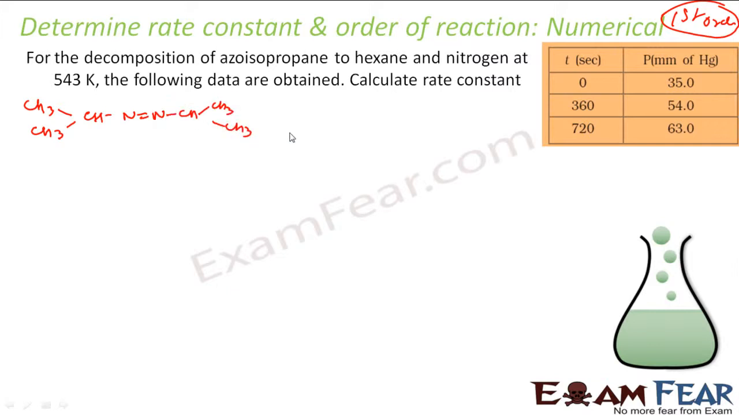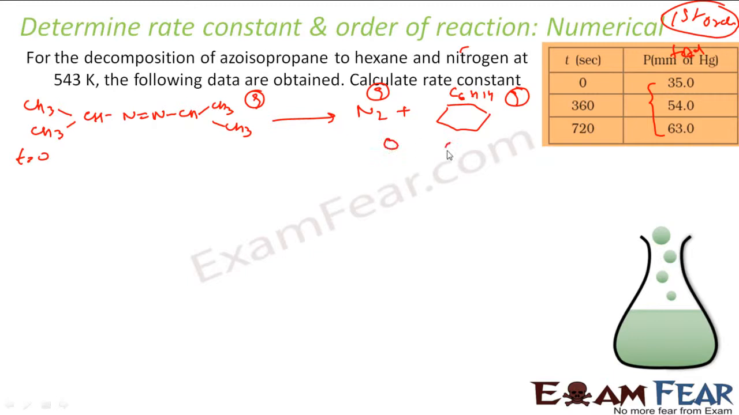This is my azopropane, and it will decompose into nitrogen and hexane. Hexane is nothing but C6H14. And if you see, this is gas, nitrogen is a gas, and this is gas. All are gas. And the total pressure is given. So here at T is equal to 0, these things were 0, the pressure was 0.